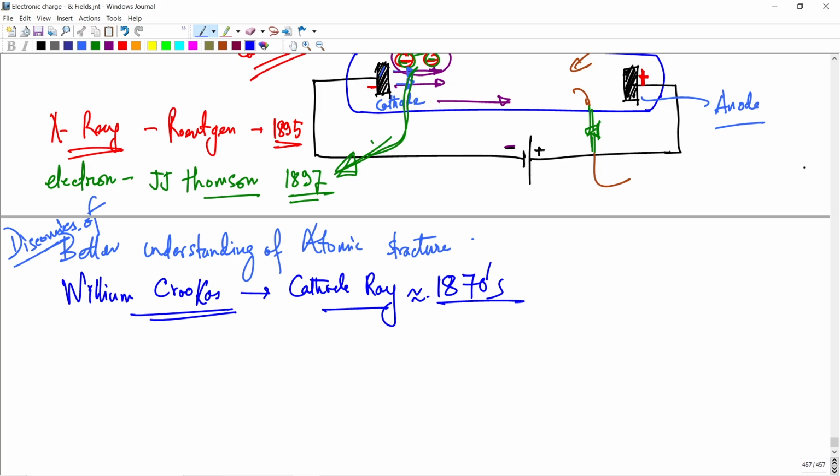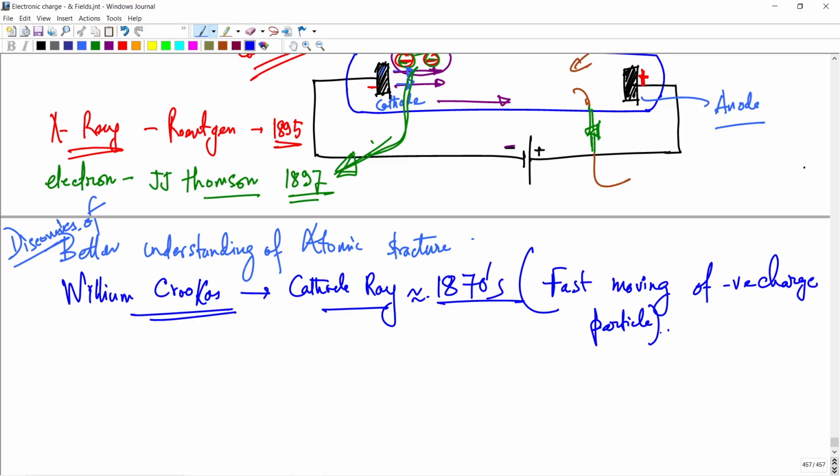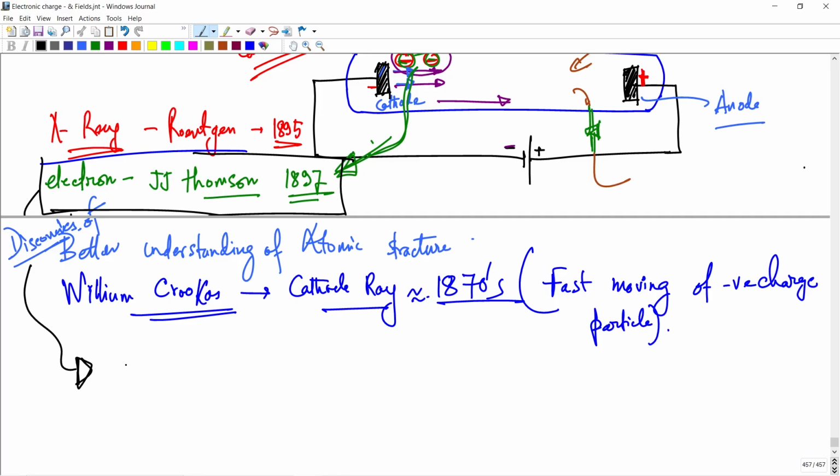Okay, the fast moving negatively charged particles, that's called a cathode ray. And J.J. Thomson, a very important scientist, his concept here is that J.J. Thomson first determined the charge by mass ratio, e/m. So J.J. Thomson defined the e/m ratio, charge by mass ratio.